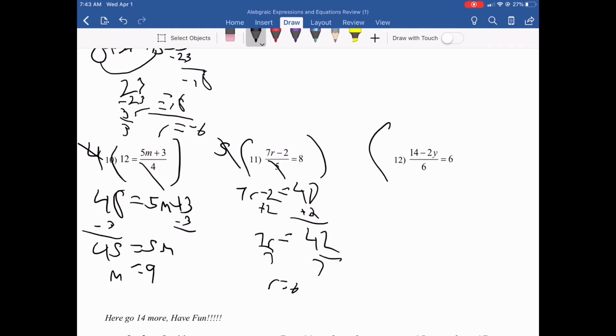Again, we're going to get rid of the fraction, multiply the whole thing by the denominator, which is 6. 6 times this fraction is going to give you the numerator, because these are going to cancel out. It's going to be 14 take away 2y. 6 times 6 equals 36.